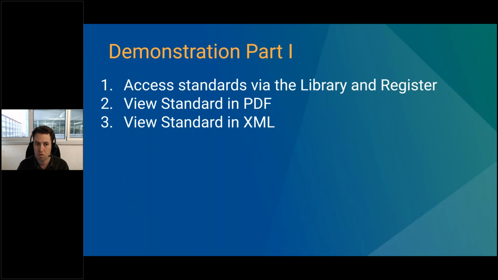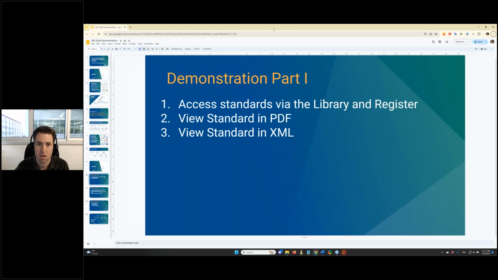The first thing I'll show you is really the basic stuff. This is what you would see with a typical aggregator, where you can access your standards via a library or via a specific site. We call them registers. You can view the standard in PDF, and for certain standards, you can view them in XML. So let me just show you this first very basic demonstration, and then we'll get on to some more sophisticated items.